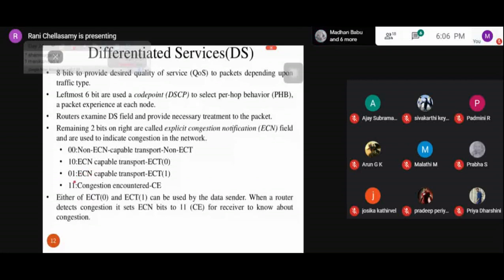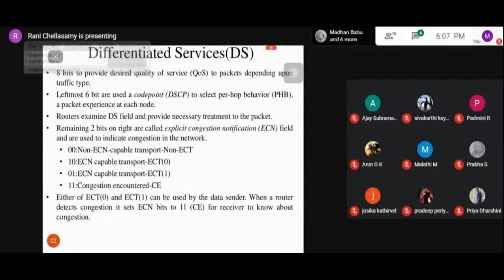These two bits will be used by the data sender. When any router faces a network problem, network congestion, if it detects congestion, it will set the ECN bits to 11. It shows that some problem or traffic has occurred. That will inform the receiver about the congestion. So that is done by the differentiated service in the type of service field.